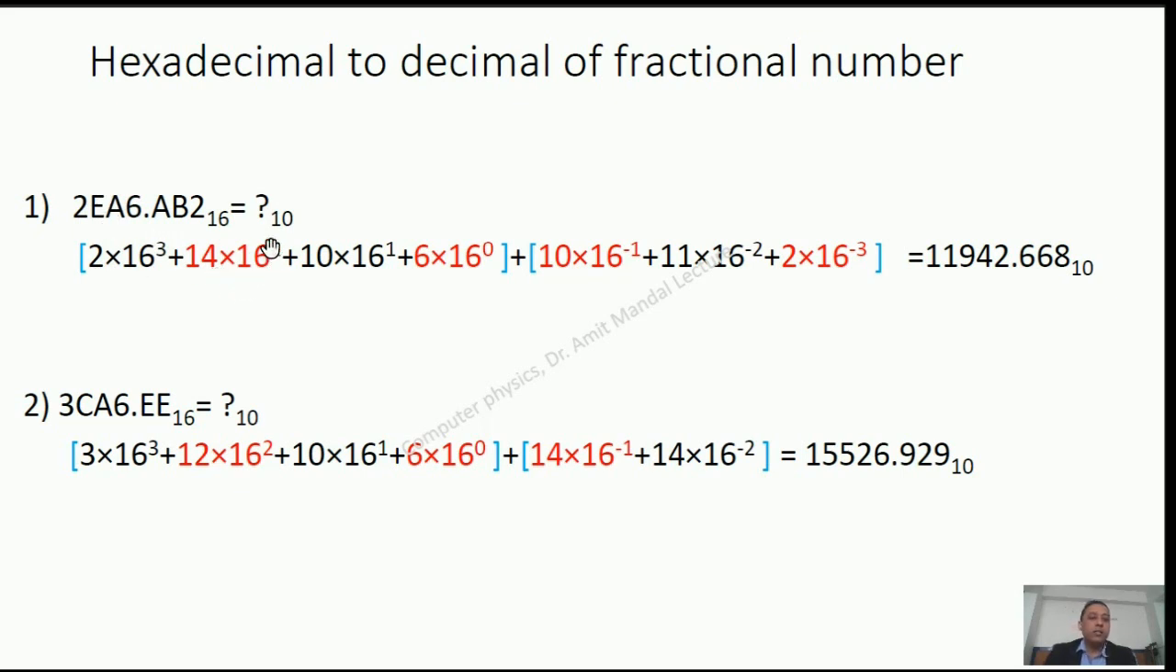So 16 to the power 3 minus 1, that is equal to 2, plus A stands for 10, 10 into 16 to the power 1, because it is the second place, and 6 into 16 to the power 0, because it is the first place, counting from this point.